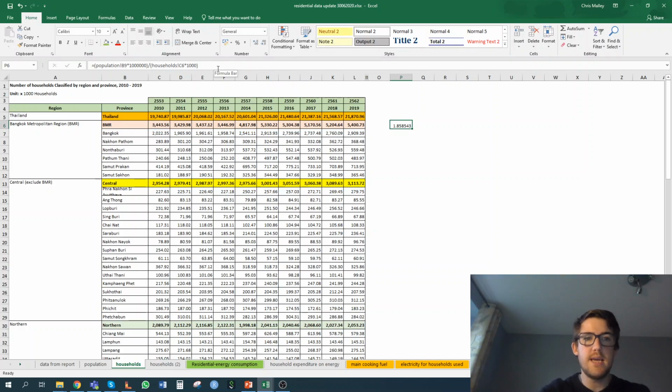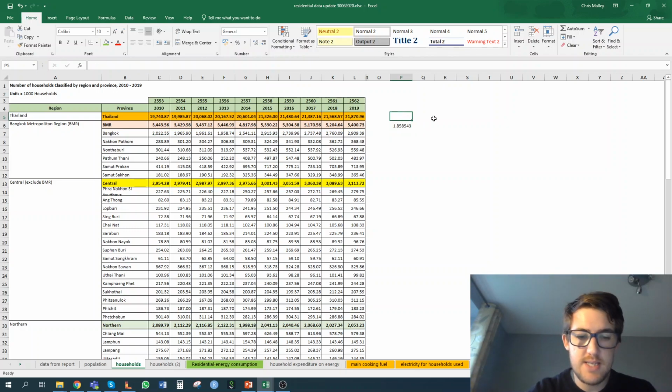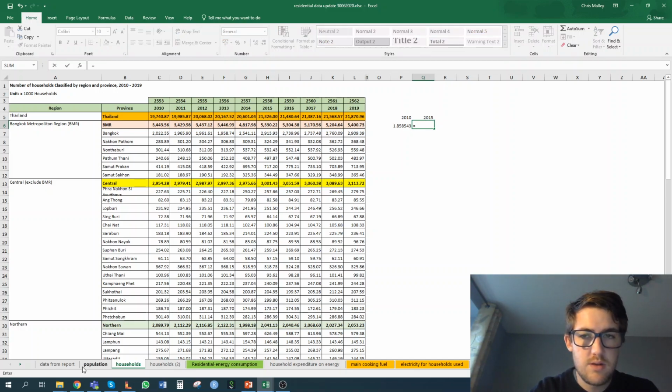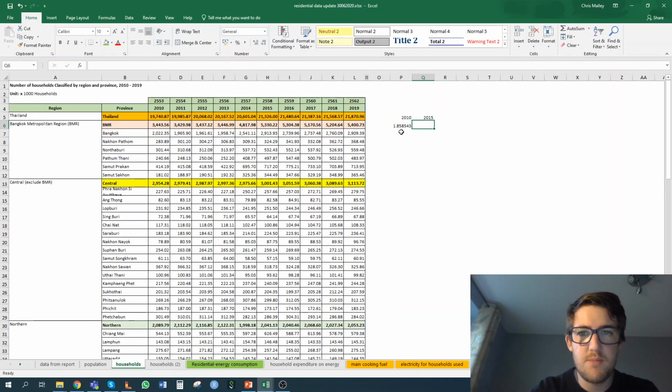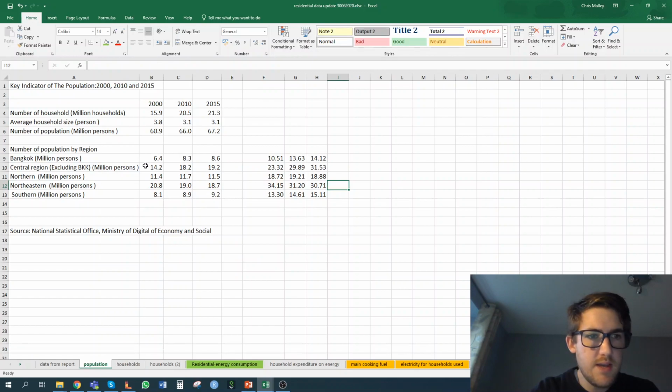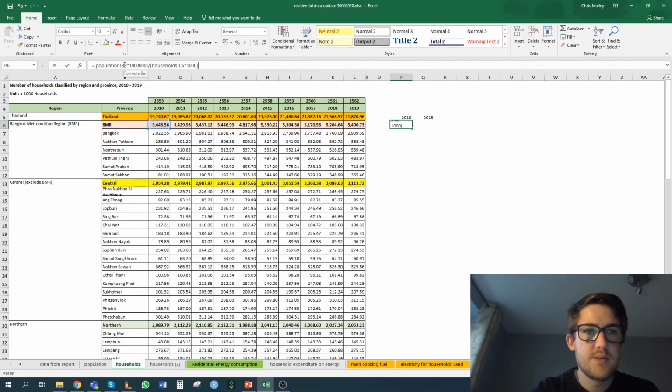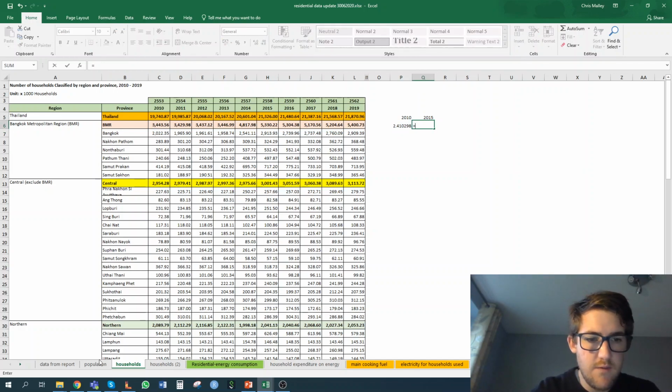So that's 1.85. Then we can calculate the same thing in 2015. So that is equal to the population. I got my number wrong. So this value here is the year 2000, so it should be C9. So I'm going to change that to C9. 2.4. So let's do the same for 2015.